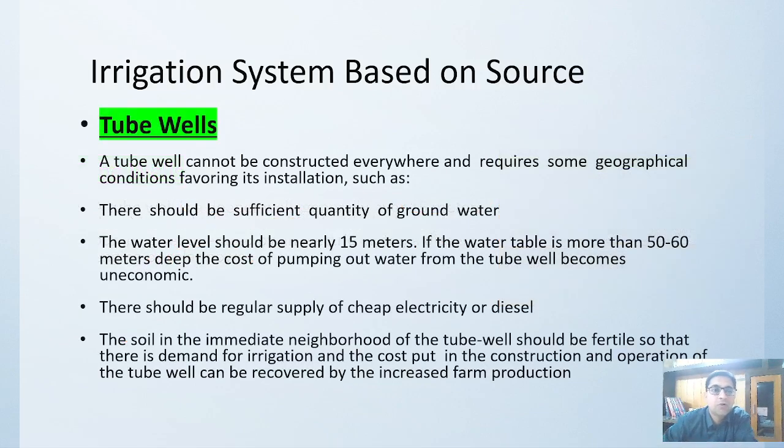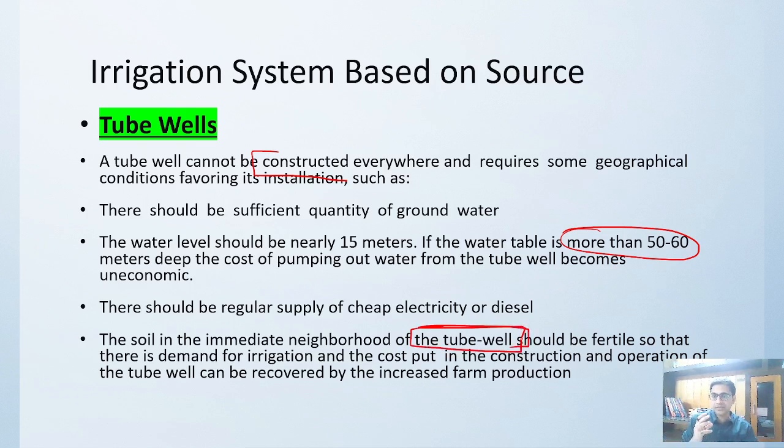Now, a tube well cannot be constructed everywhere. Obviously, it cannot be constructed everywhere because it has some geographical limitations. You have to see whether sufficient water is there or not, at what level the water is there, or whether we are going very deep, more than 50, 60 meters, because if we are going too much deeper, automatically the advantage of running a tube well will go away.